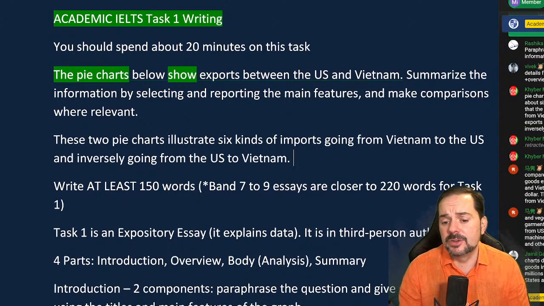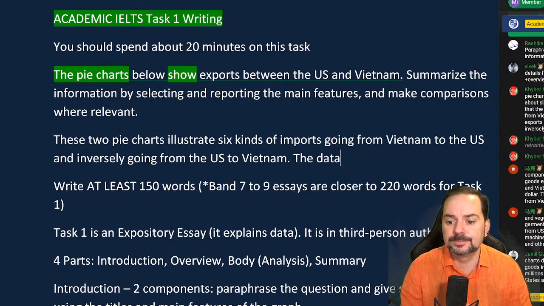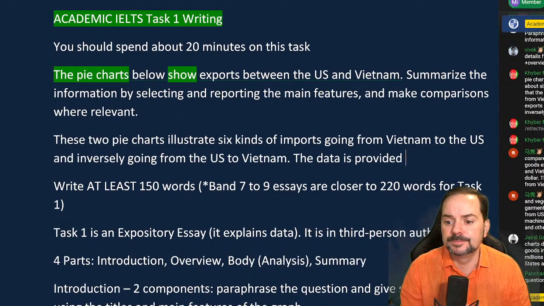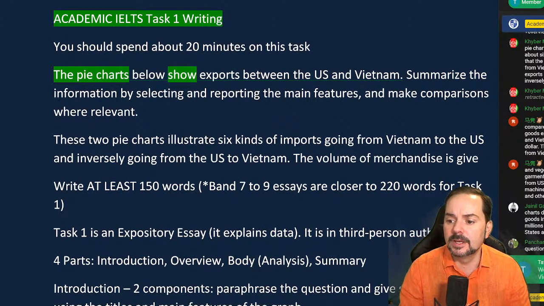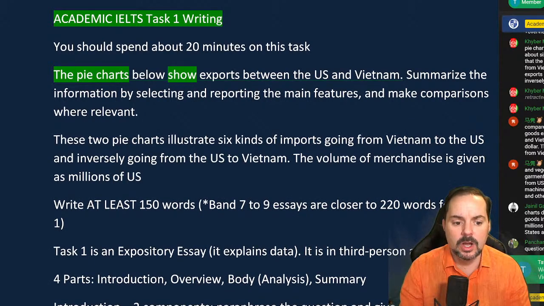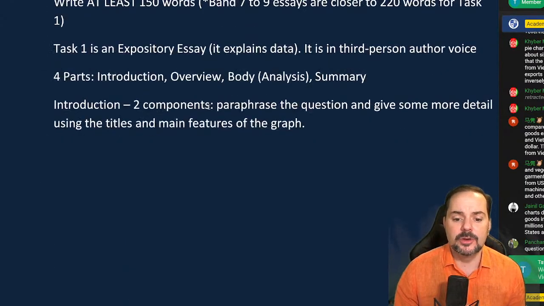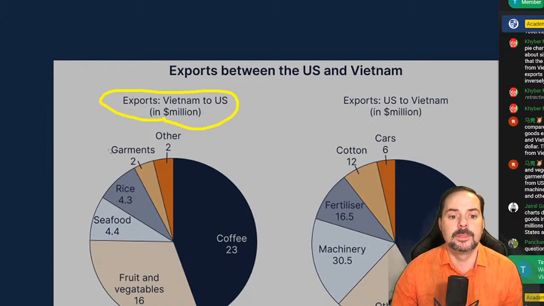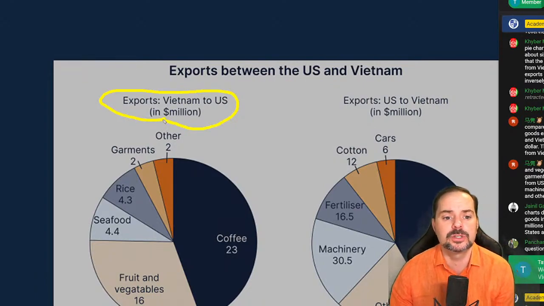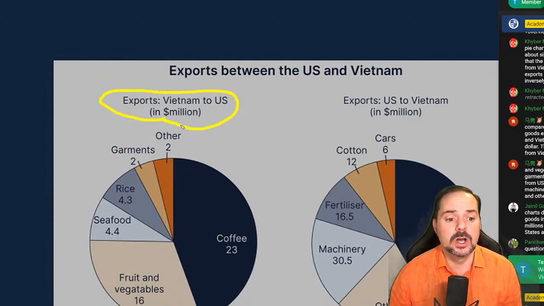Okay, and here I would actually write another sentence. Instead of saying the data is provided, I would write here the volume of merchandise is given as millions of US dollars. Okay, so that's the other important part here, students. Remember what I said, that it's really important to think about the title of the pie charts here. So here it says in millions of dollars, and because it has just one line going through it, I know it's millions of US dollars, okay? So exports to Vietnam in millions of dollars, okay?